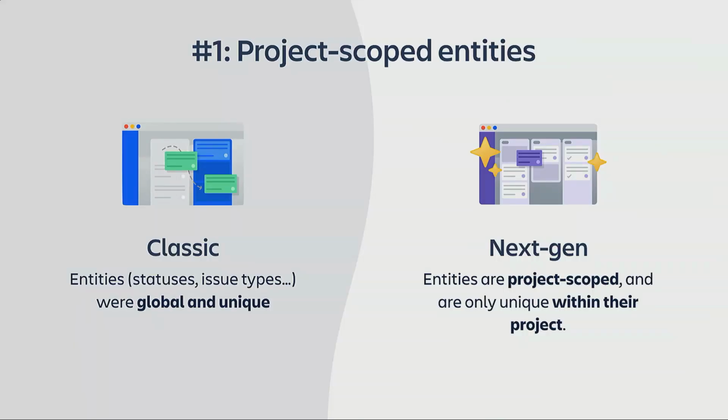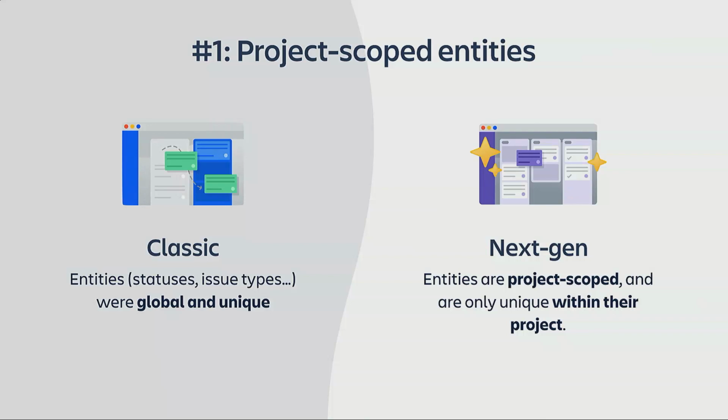The first one is about that scoping of entities. So entities that previously in Classic were global and had unique names, for example, issue types and statuses. In NextGen, entities are project scoped, and they only have to have a unique name within their project. So what effect might this have on your apps? Well, if your app is relying on certain entities being uniquely named, you might notice some odd behavior. It also means that any entities that you create at the global level that your app needs will now need to be created at the project scope level as well.